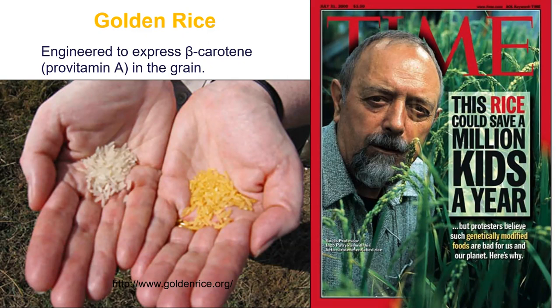It turns out rice does not have a lot of vitamins in it. It's mostly just starch. So this project was like, well, you know, the rice plant does make vitamins in other parts of the plant. So what they did was engineer the rice plant so that it would produce beta carotene in the grain rather than just the other parts of the plant.